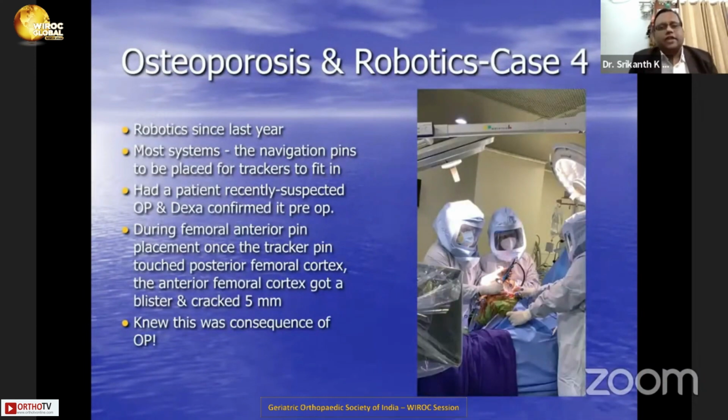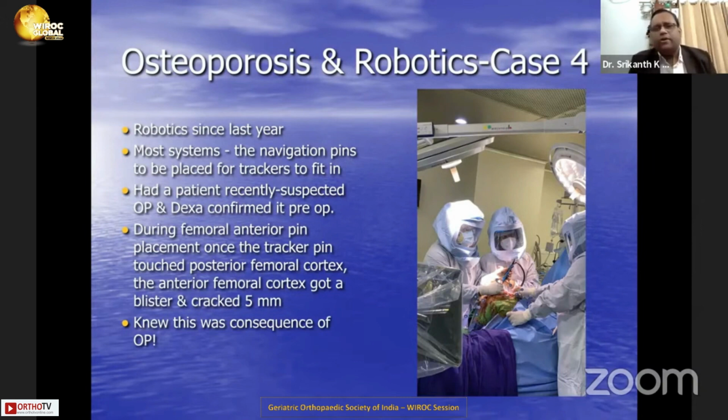So since last year, I started robotics, and most systems have a navigation pin to be placed for trackers to be fit in. This was my last robotic. She had osteoporosis, and the DEXA confirmed it pre-op. During the femoral anterior pin placement, once the anterior cortex was through, once the pin touched the posterior cortex, I got a bleb in the anterior cortex and a crack around 5 millimeters.